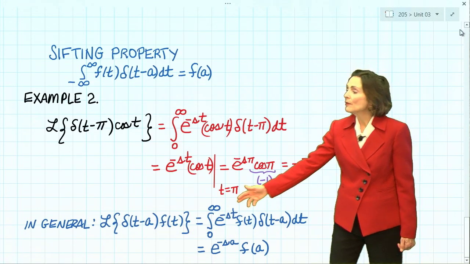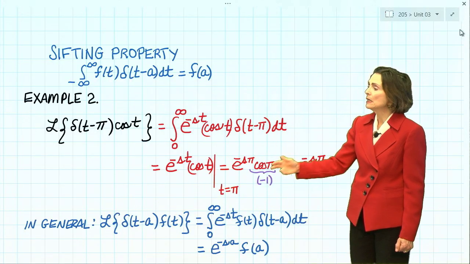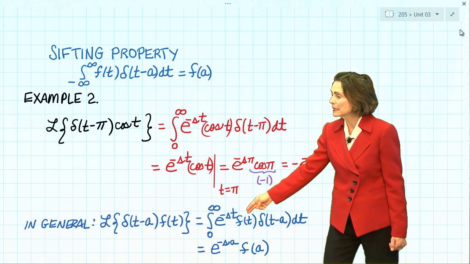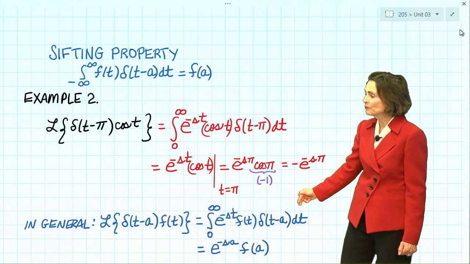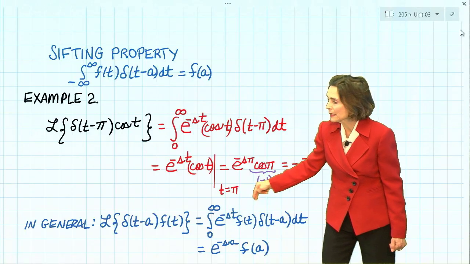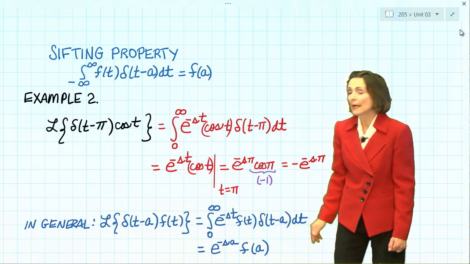In general, the Laplace transform of delta of t minus a times f at t is the integral from 0 to infinity, e to the minus st f at t, delta of t minus a dt. So we're going to have this evaluated at a, which gives us e to the minus as f at a.